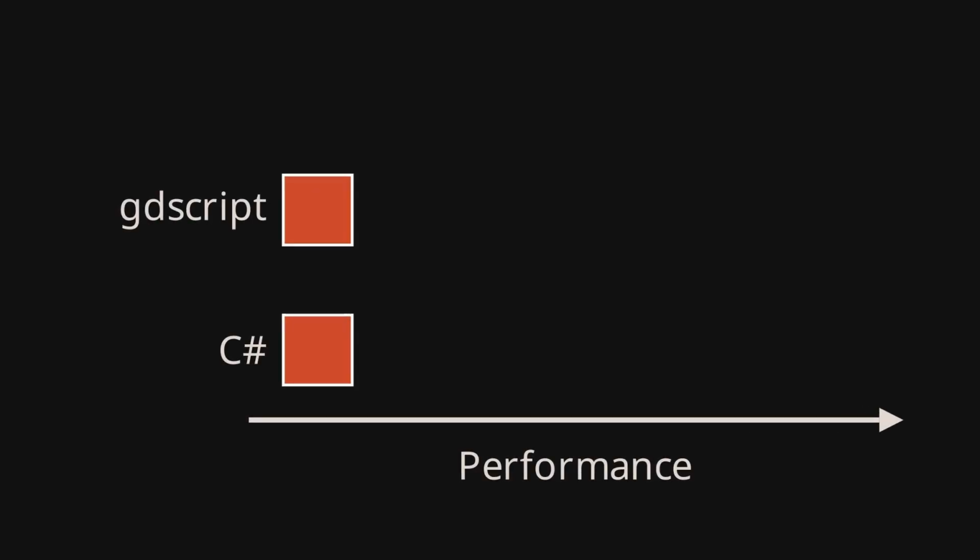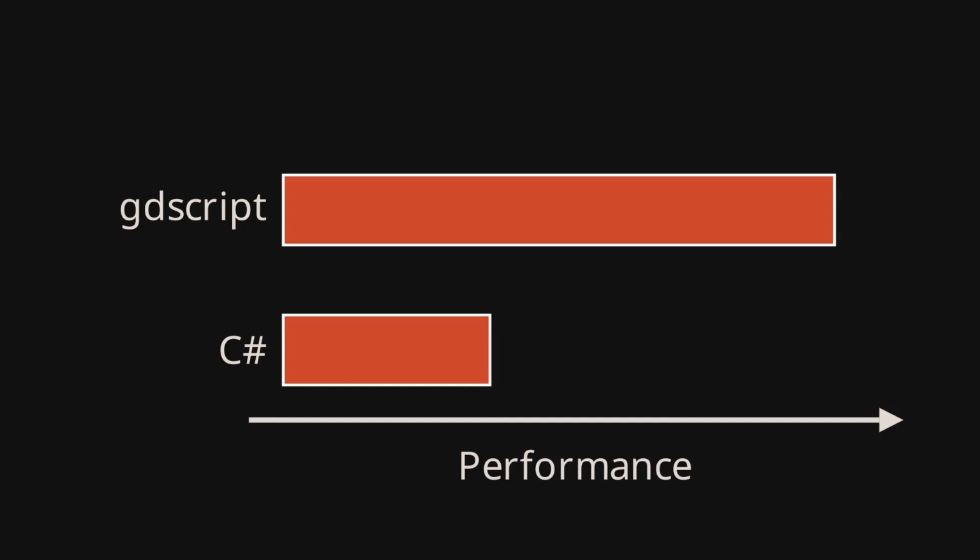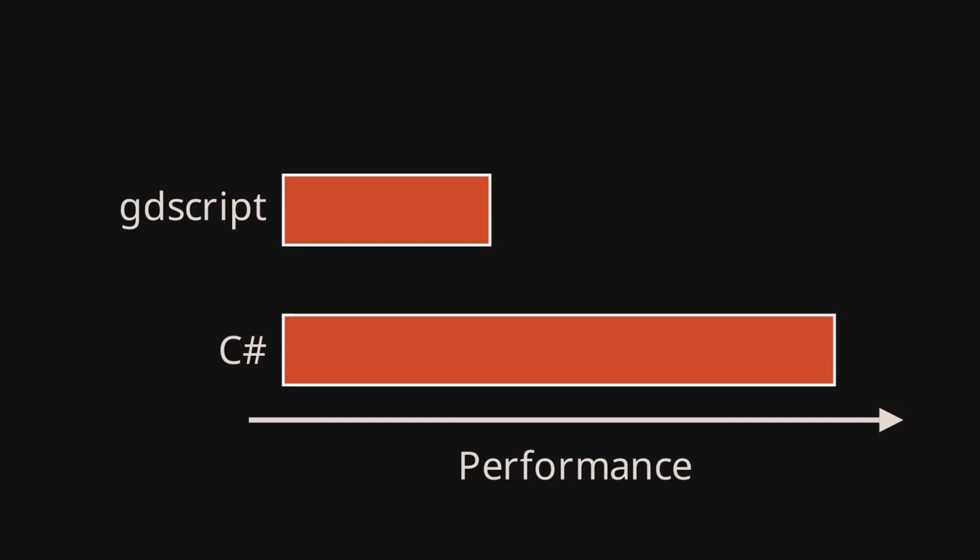The internet has told you that GDScript is faster than C Sharp. But what if I told you that both of these graphs are true?